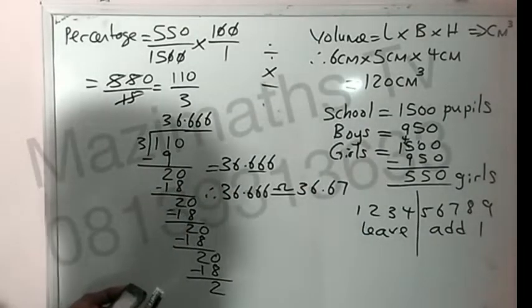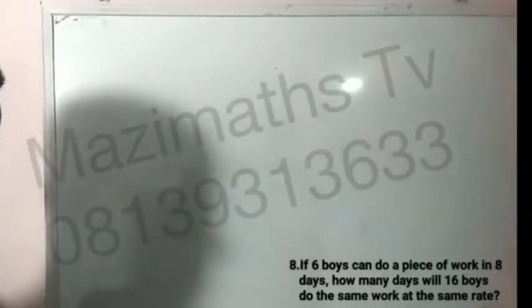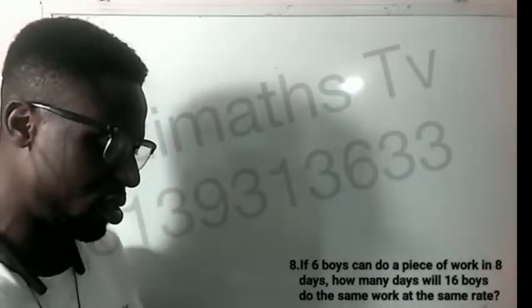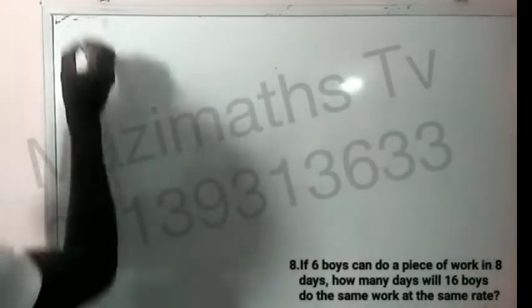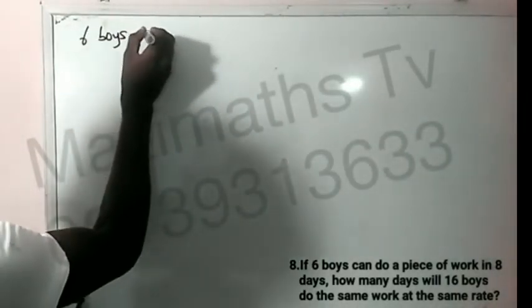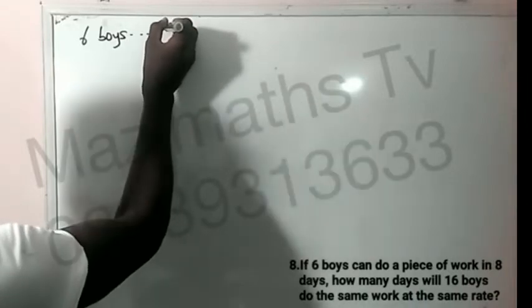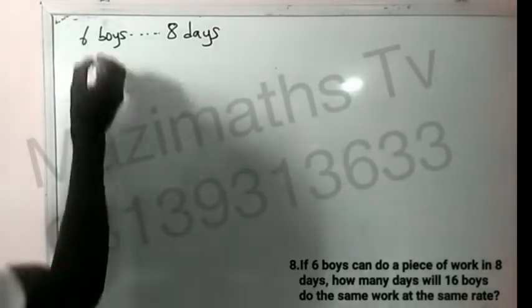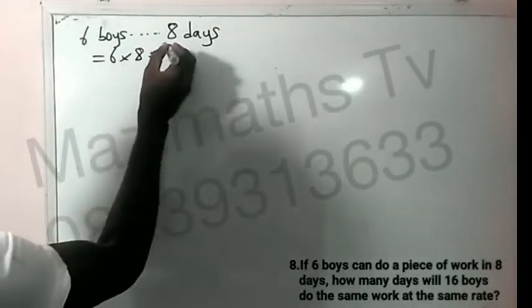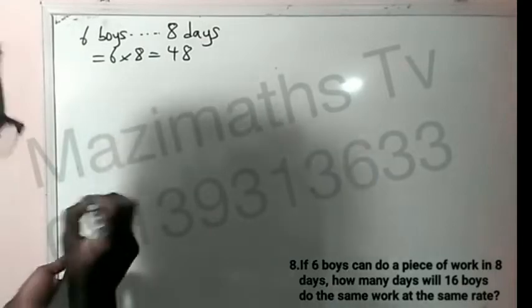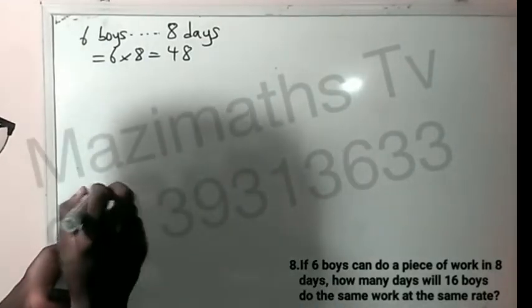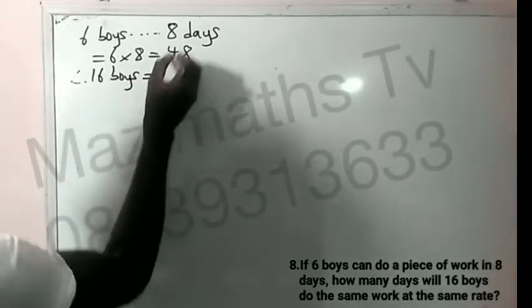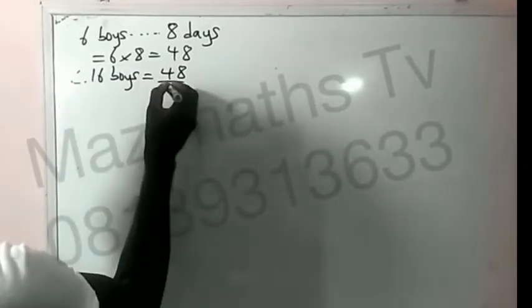Now on to question number 8. If 6 boys can do a piece of work in 8 days, how many days will 16 boys do the same work at the same rate? Now 6 boys can do the work in 8 days. So that will be 6 times 8, which gives you 48. Now, how many days will it take 16 boys? For 16 boys, you will simply have 48 divided by 16.